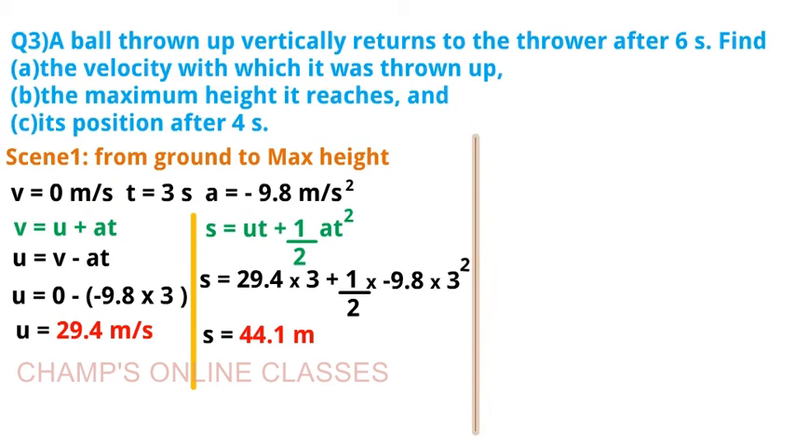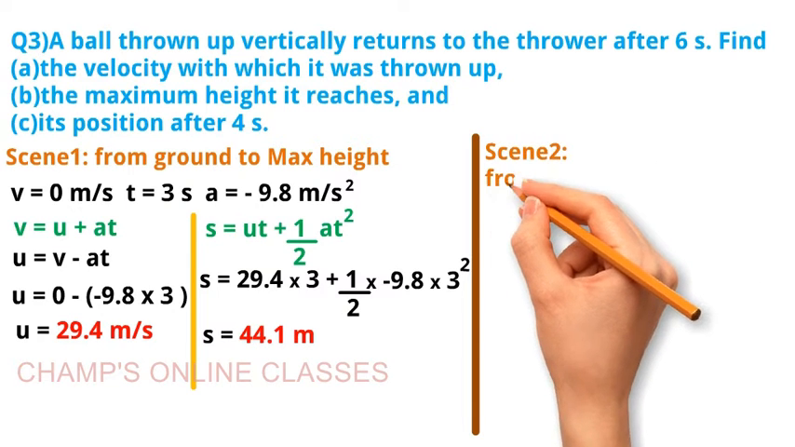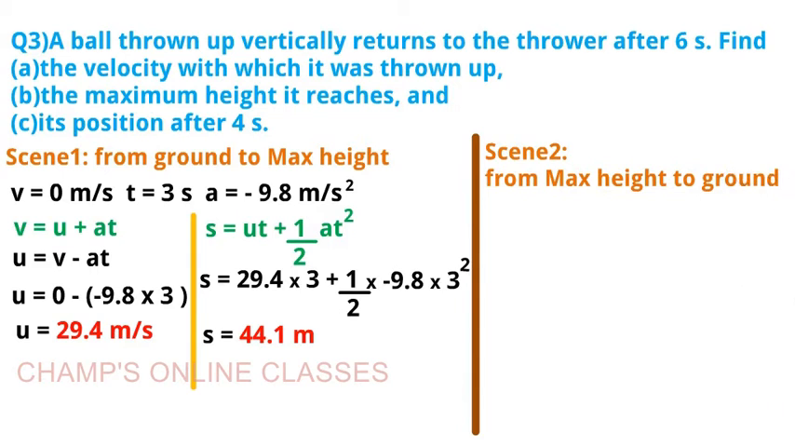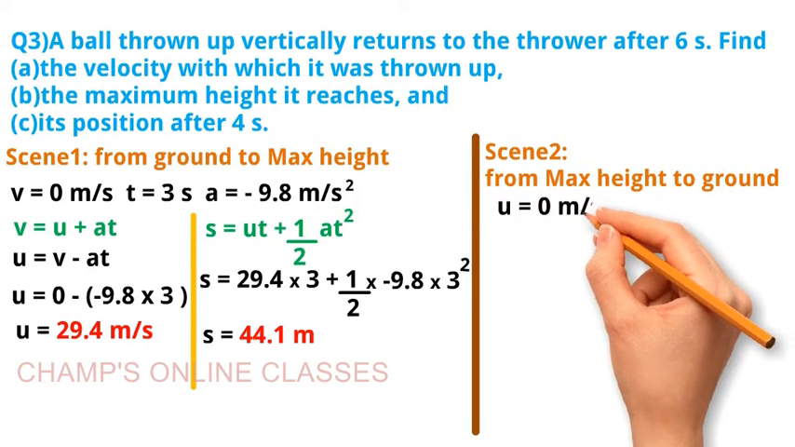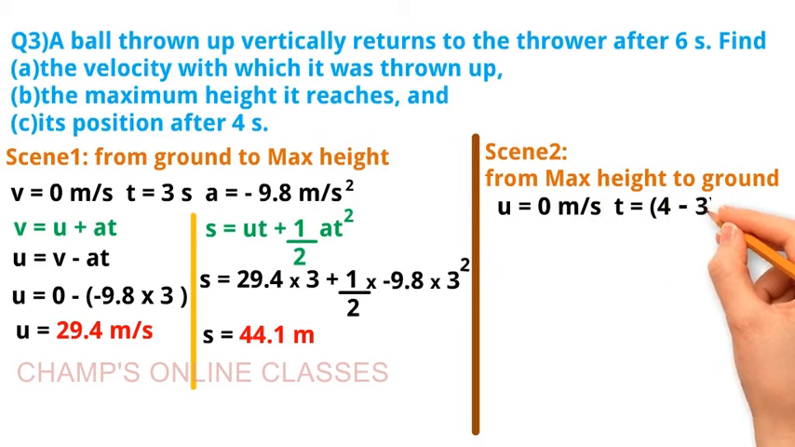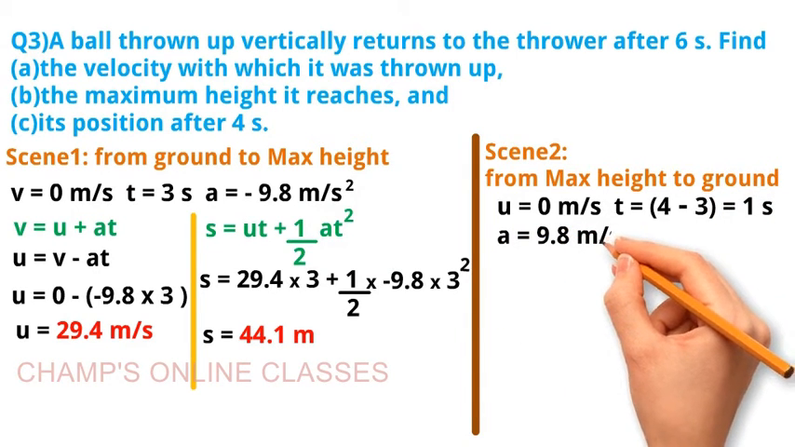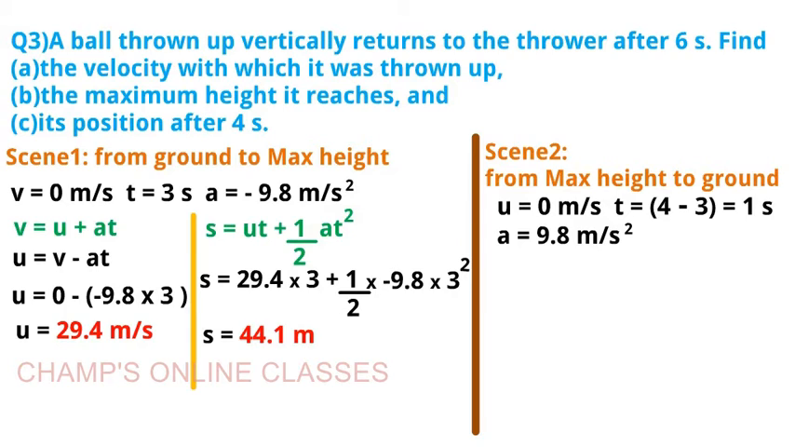To get the position of the ball after 4 seconds, we will consider the second scene, which is the motion of the ball from maximum height to the ground. In this case, the initial velocity will be 0 meter per second. Time will be 4 minus 3, that is 1 second. Acceleration will be 9.8 meter per second square, positive as it is towards the gravity.